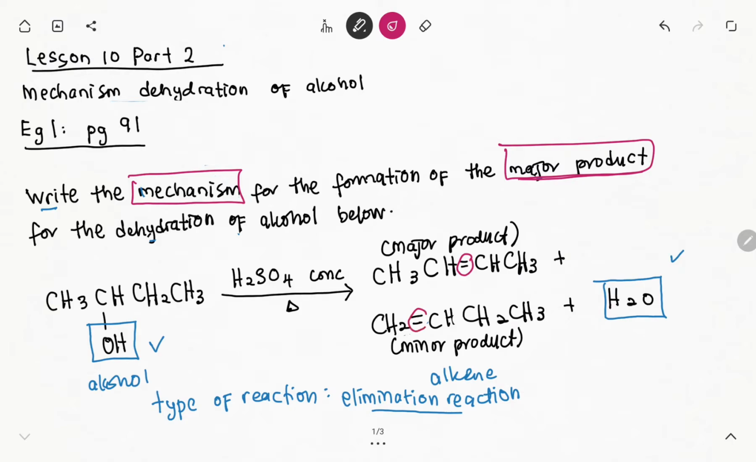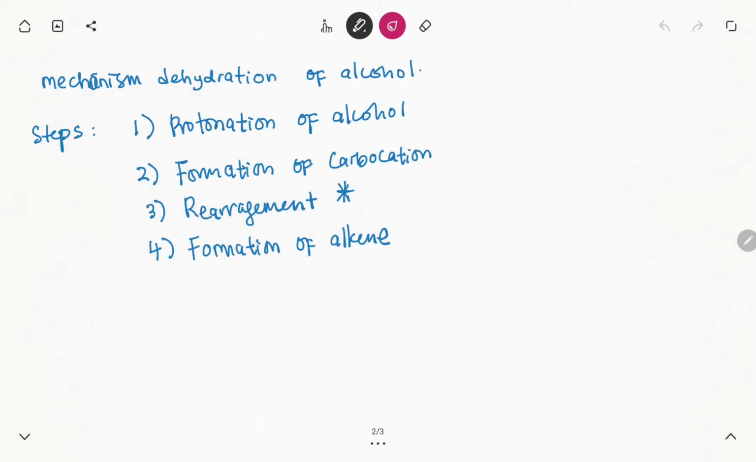Carbon-carbon double bond, which is the alkene formed from the alcohol. Before we start to draw the mechanism, we need to find out the specific type of reaction. According to the equation, it produces water, so the type of reaction is an elimination reaction. According to the mechanism here, we have several steps. First step, we focus on the protonation of alcohol.